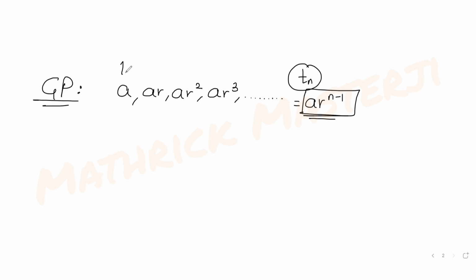Because if I talk about the first term, we don't have R. For the second term, we have one R. For the third term, we have one less R. For the fourth term, we have one less R. So basically for the nth term also, we have one less R. So that gives us the formula for the nth term as A R raised to n minus 1.